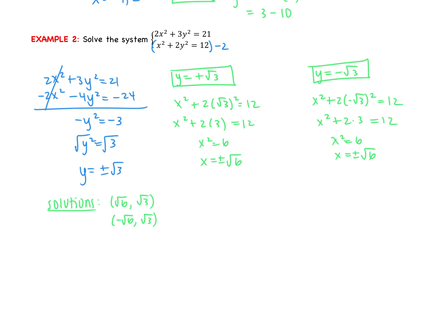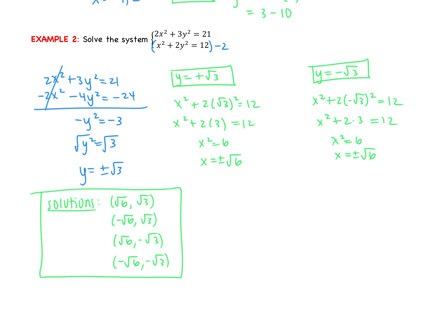So we have x is positive and negative root 6, but y is negative root 3. So that gives us x is positive root 6 and y is negative root 3. Or x is negative root 6 and y is negative root 3. So all 4 of these are our solutions. If you want to write it a little bit more efficiently, you can also write plus or minus root 6, comma, plus or minus root 3. So this has the same meaning as those 4 written out.